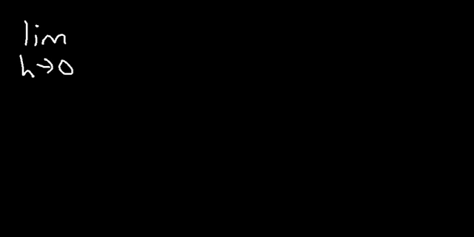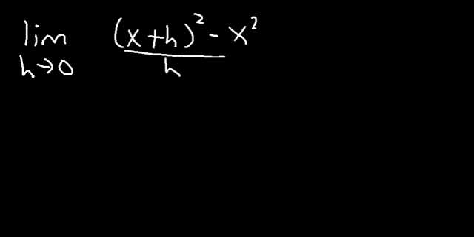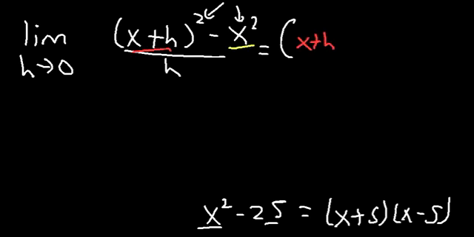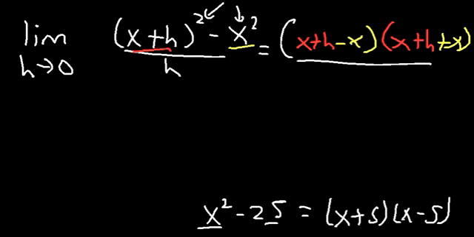Limit as h approaches 0 of x plus h squared minus x squared over h. Now let's say you want to factor x squared minus 25, how would you do it? You know it's x plus 5 times x minus 5. If you can square root both of these terms, and if there's a subtraction sign between them, you can factor it using the difference of perfect squares method. Notice that we can square root these two, and there's a negative sign between them. So we can factor it as this part, x plus h, minus that part, x. One of them has to be positive, the other has to be negative. So we have the negative one. Now we need the positive one, x plus h plus x, all divided by h.